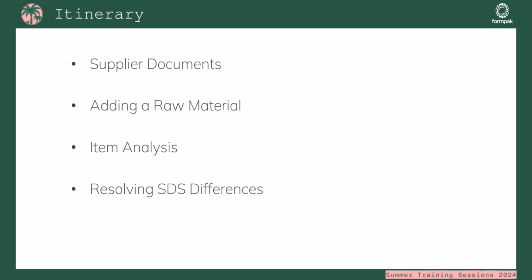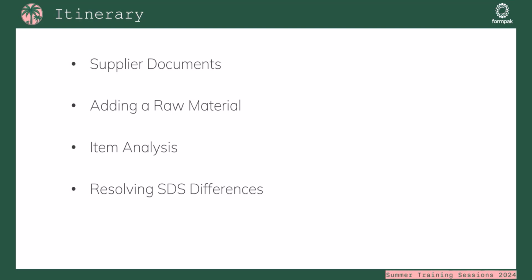So we're going to have a look at supplier documents, adding a raw material, item analysis, and resolving safety data sheet differences. We're going to look at suppliers' documentation and how we input mixtures into Formpak without knowing 100% of the component parts, and a general process to follow using the item analysis, and then resolving safety data sheet queries and differences. And then at the end, we can discuss any questions that you might have.